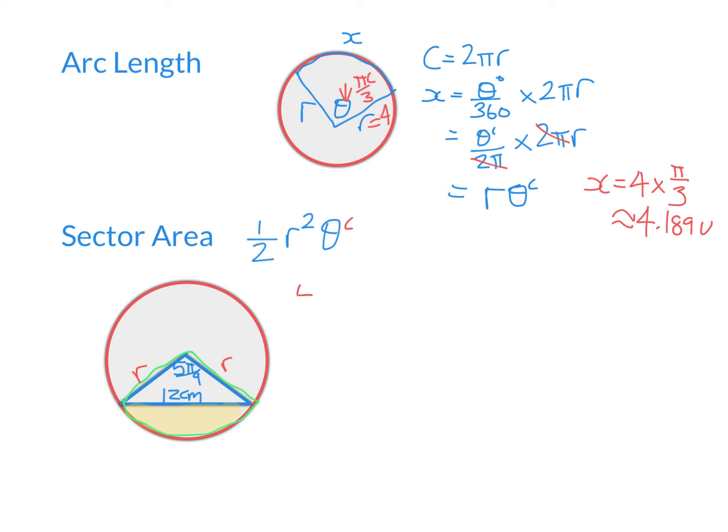So 5 pi over 9 radians, to get that into degrees, you just times by 180 over pi, you get 100 degrees. This angle here is 100 degrees. So what that means is that this angle here would be 40 degrees, or 2 pi over 9 radians. So why am I interested in that angle there?